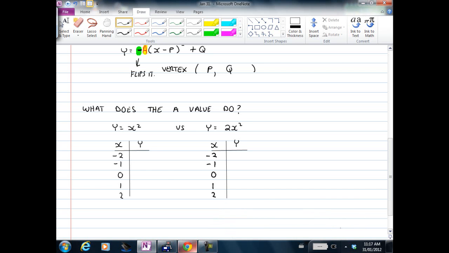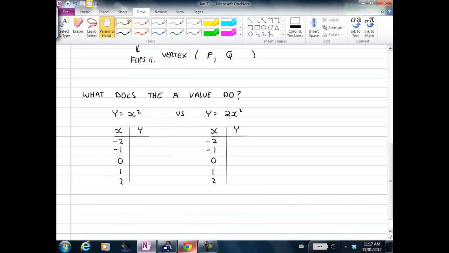So guys, I walked around and here's what I noticed. Some of you said, hey, this will be 4, 1, 0, 1, and 4, which is correct. Now, when I have this 2, remember we do the BEDMAS. We do the exponents first. If you did this correctly, this should be 8, 2, 0, 2, and 8.